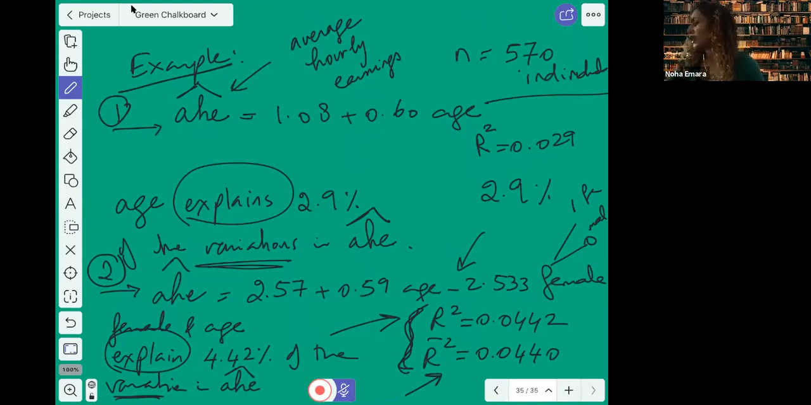So this would be something that you can find out based on reading previous papers, what people have added in a model that starts with average hourly earning as a dependent variable, and maybe you can find out based on previous research or based on your study what are the factors affecting the average hourly earning.